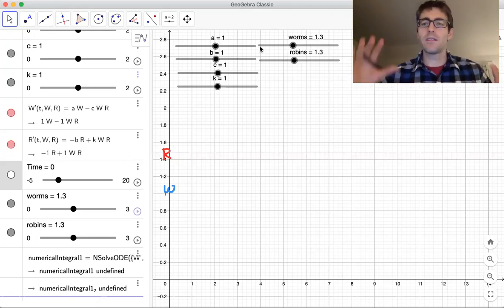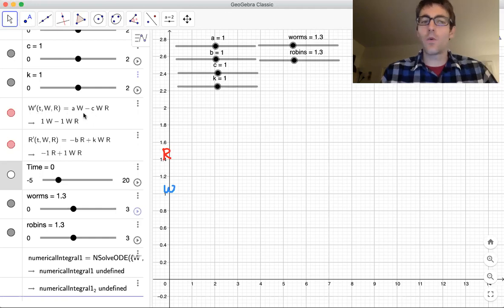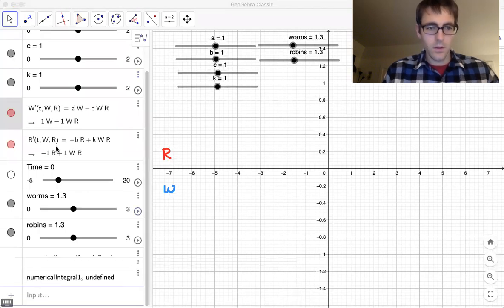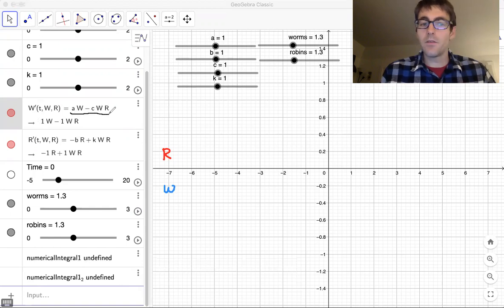But before we jump into it, let's take a look at what's going on in all of this. So over here, we have the differential equations we wrote down last time. On the left, we have W prime. So this is dW dt. This is the rate of change of the population of worms. And this is going to be equal to AW minus CWR.